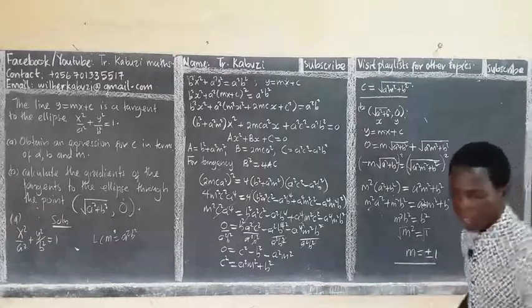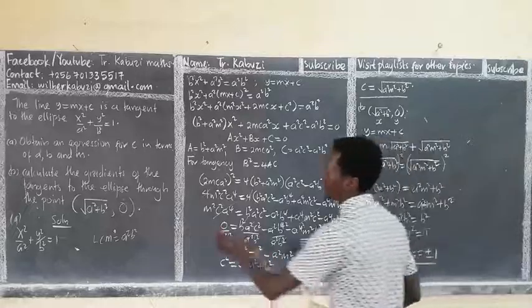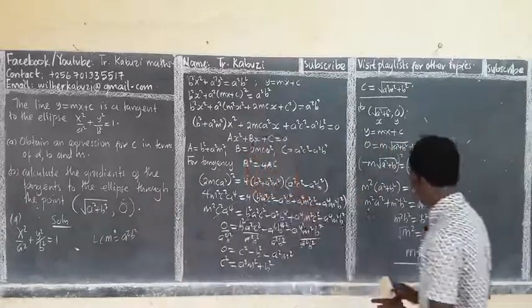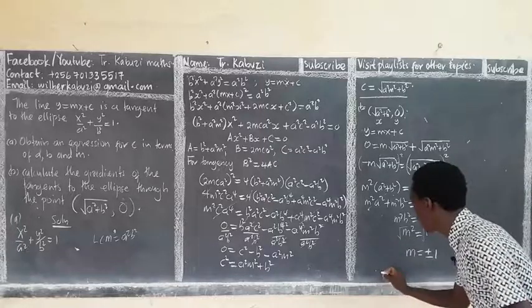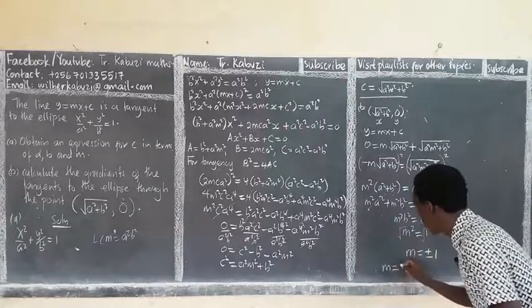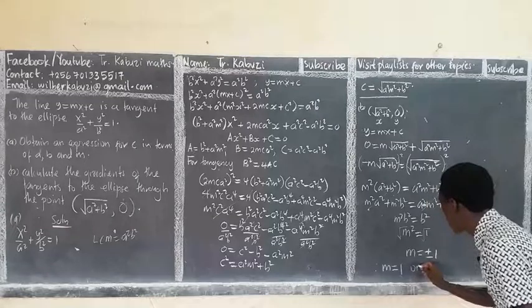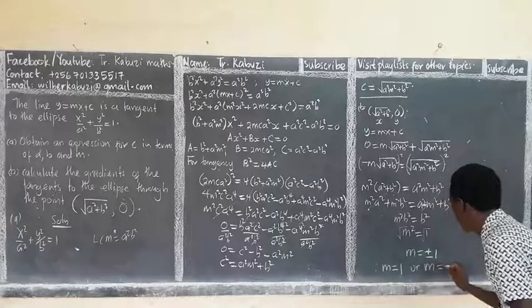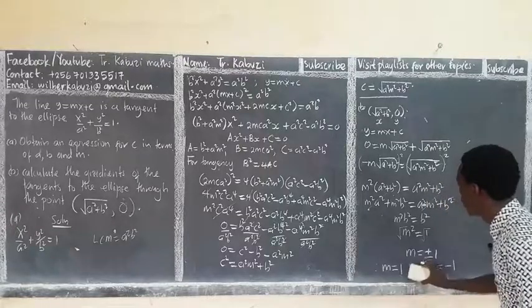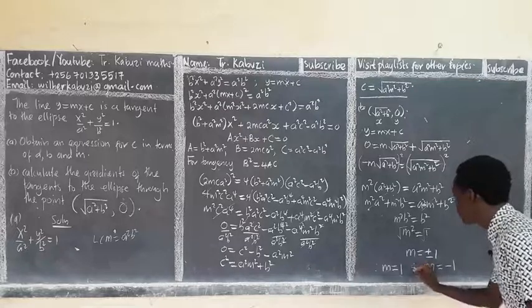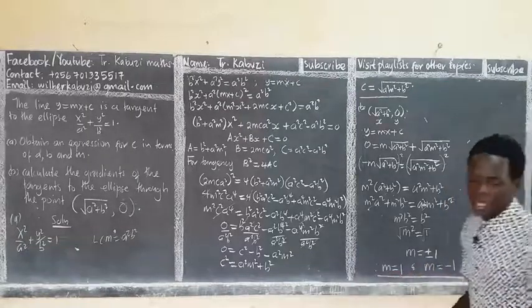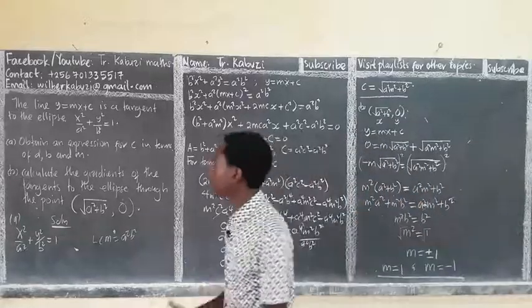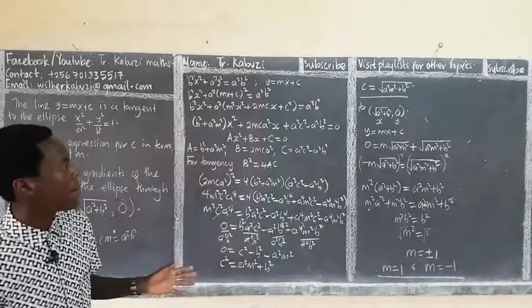So you can see they wanted us to calculate the gradients of the tangents to the ellipse. So the gradients are two. Therefore our m is 1 and our m is negative 1. So those are the two gradients they wanted us to get, and so that's where we end with that question. So that's how we handle that question, members.